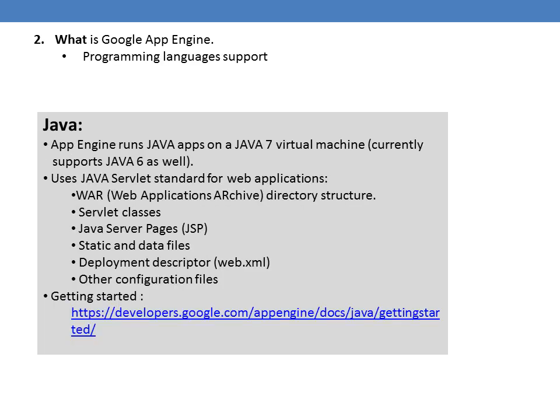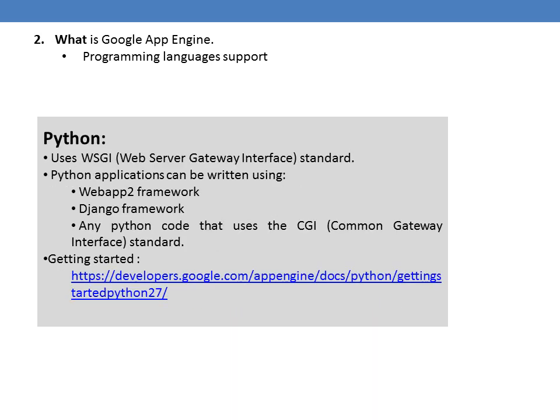Google App Engine programming language support, starting with the Java programming language. App Engine runs Java apps on a Java 7 virtual machine. Currently it supports Java 6 as well. It uses the Java Servlet standard for web applications. Web application archive: directory structure, servlet classes, Java Server Pages, static and data files, and the deployment descriptor, that is web.xml, along with other Java configuration files. Getting started with this URL.